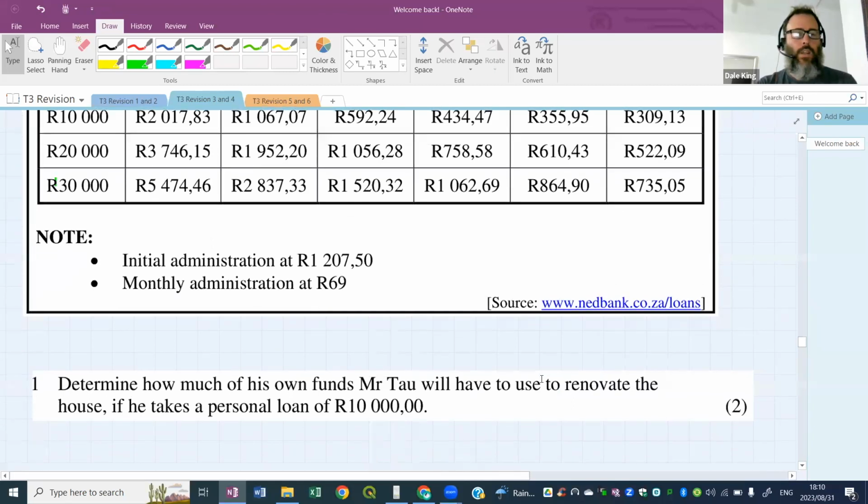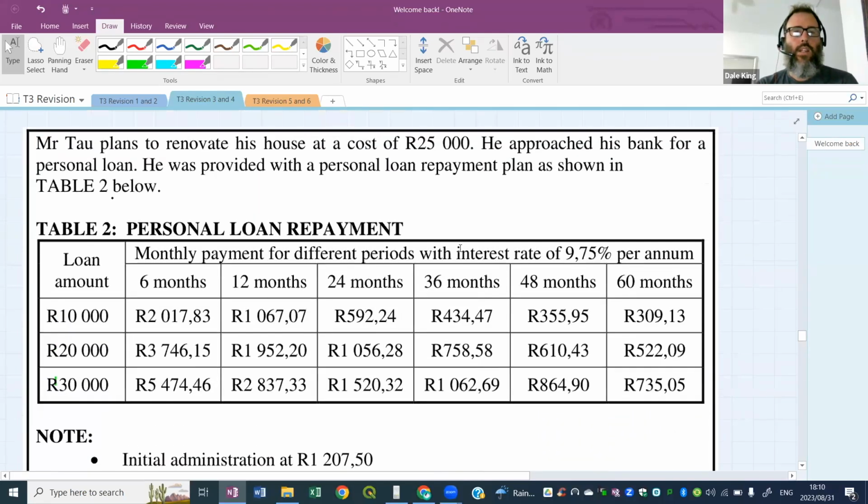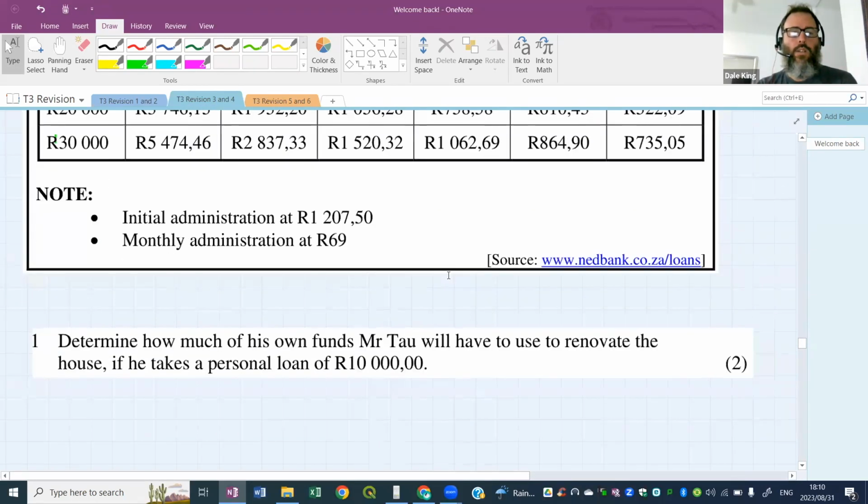There's the first question. Question number 1. Determine how much of his own funds Mr. Tao will have to use to renovate the house if he takes a loan of 10,000. Now, up here at the top, it said he needs to renovate the house for 25,000 Rand. That's what he needs to renovate the house. And he wants to take a loan of 10,000 over here. So they're asking us, if he takes a loan of 10 and his renovation costs 25, how much of his own money will he have to use? That's easy enough. You guys should be able to do that in a minute or two. Should take you a minute. You should spit out that answer very quickly.